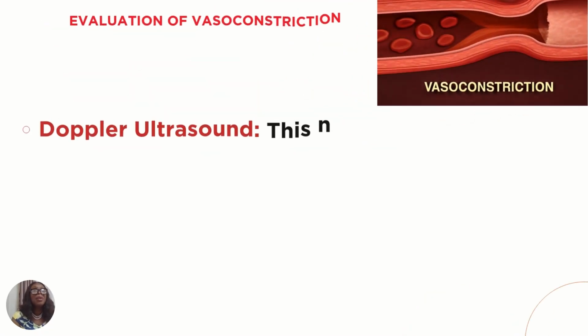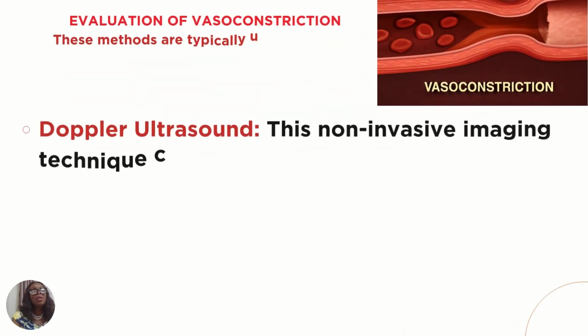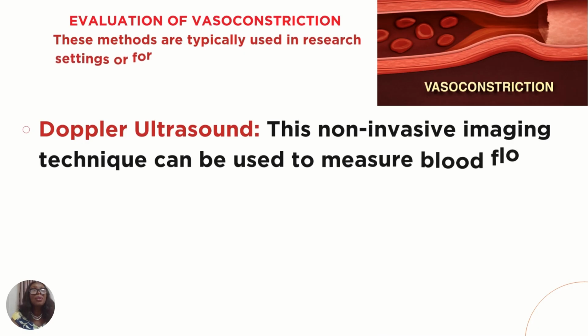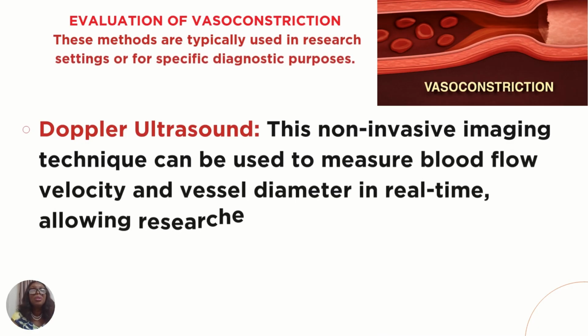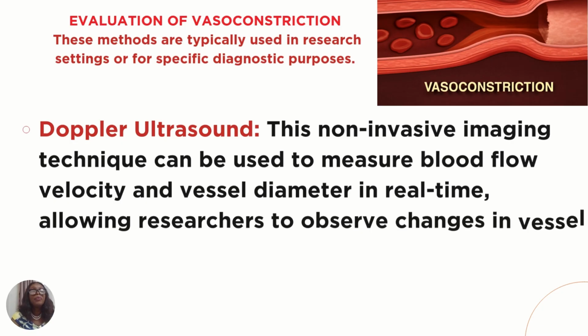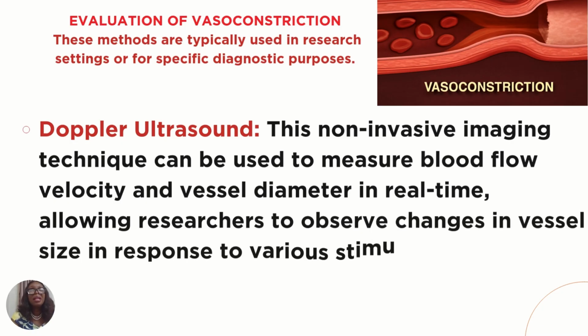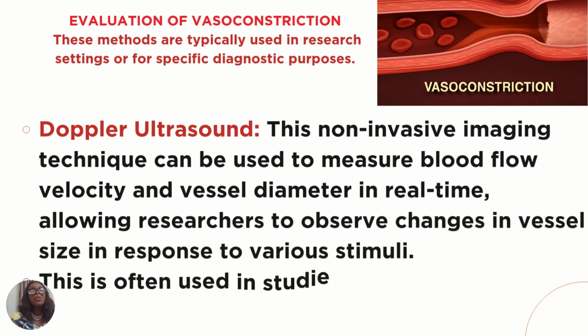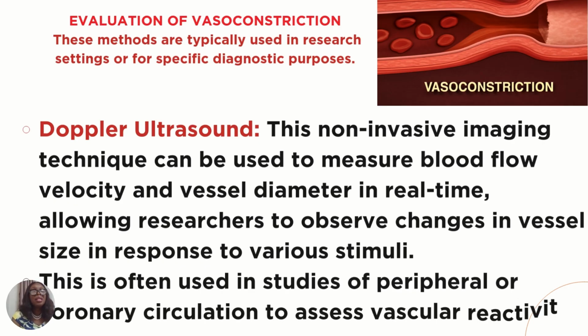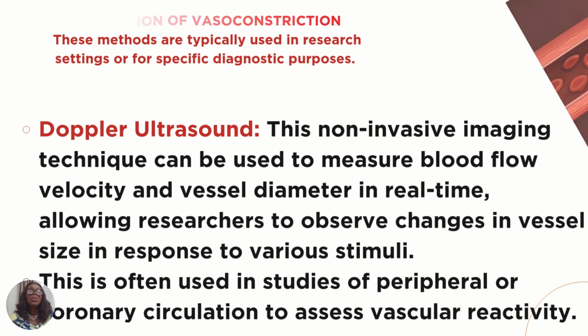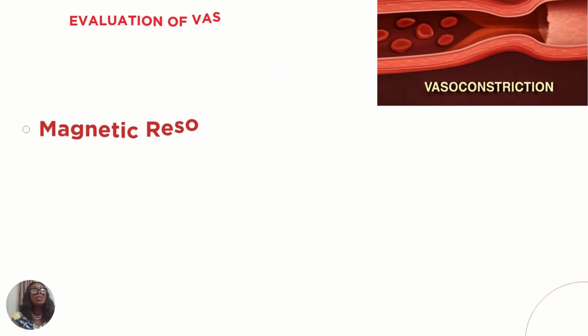Another technique that can be applied is the use of Doppler ultrasound. This non-invasive imaging technique can be used to measure blood flow velocity and vessel diameter in real time, allowing researchers to observe changes in vessel size in response to various stimuli. This is often used in studies of peripheral or coronary circulation to assess vascular reactivity.